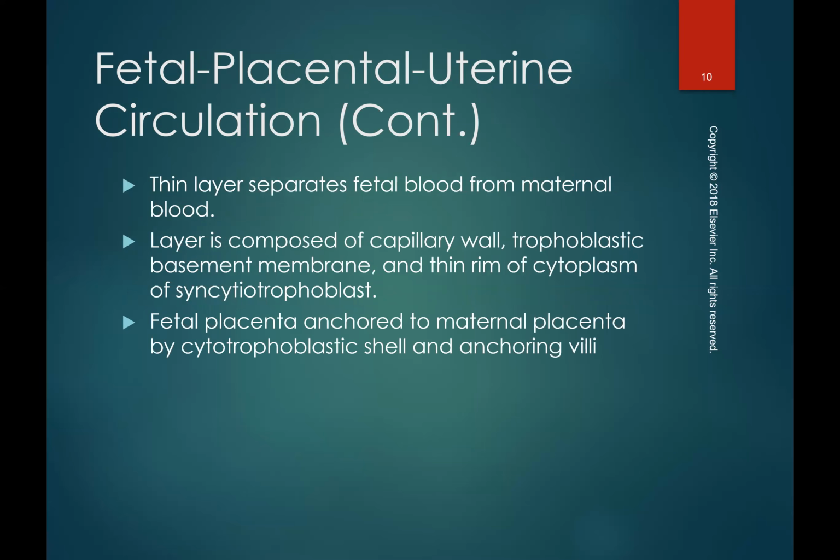A thin layer separates fetal blood from the maternal blood. The layer is composed of capillary wall, trophoblastic basement membrane, and a thin rim of cytoplasm. And the fetal placenta is anchored to the maternal placenta by the cytotrophoblastic shell and anchoring villi.